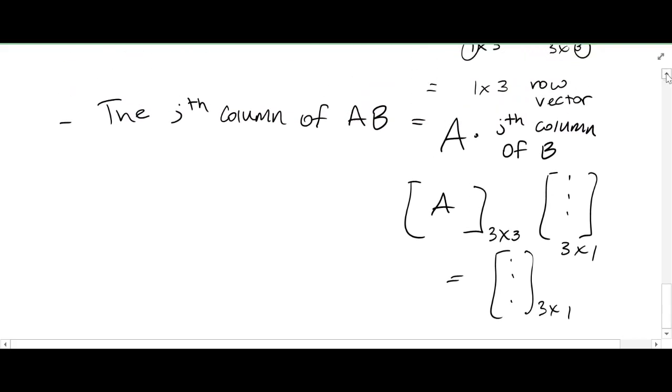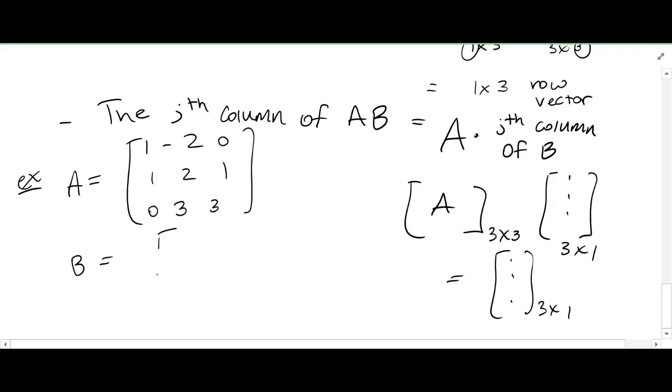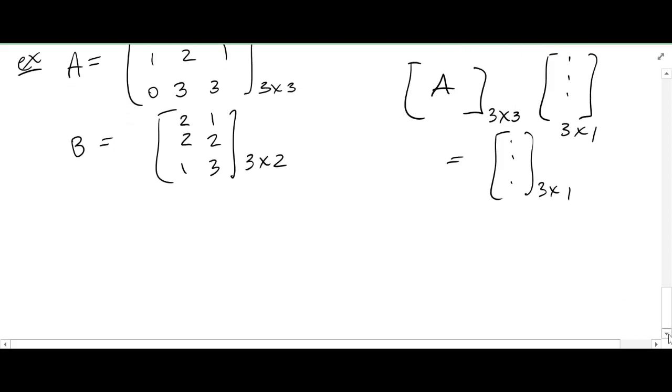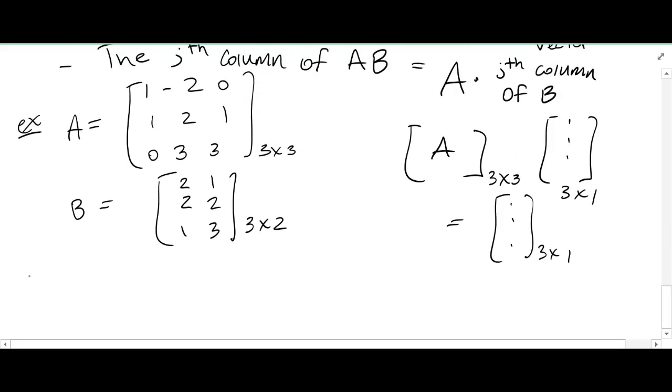So for example, if you take A to B, this matrix, and B to B, so A is a 3 by 3, B, let's say it's this matrix, this 3 by 2. We can multiply A and B together, and say we want to find the second row of A times B. So the second row of AB would be the second row of A, which is 1, 2, 1, times B.